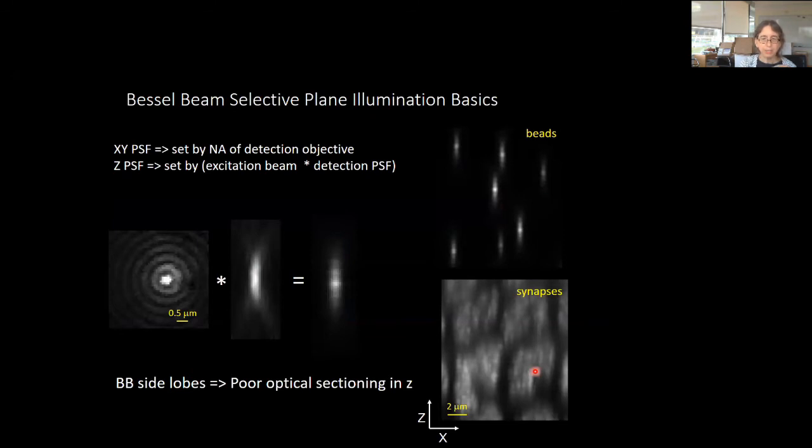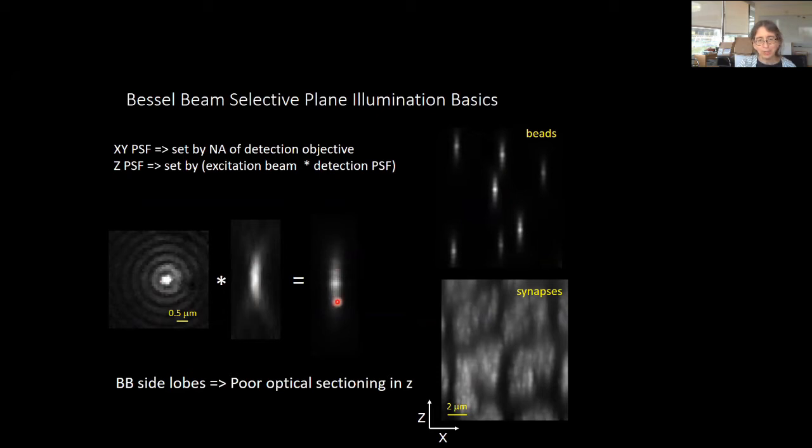Like all plane illumination microscopy, the lateral point spread function is being set by the NA of the detection objective, and the axial point spread function in Z is being set by the product of the excitation beam and the detection point spread function. So that's just what that looks like here. Here's the Bessel beam profile that we actually measured, multiplied by our axial point spread function. And you can see the stripes from the Bessel beam in there.